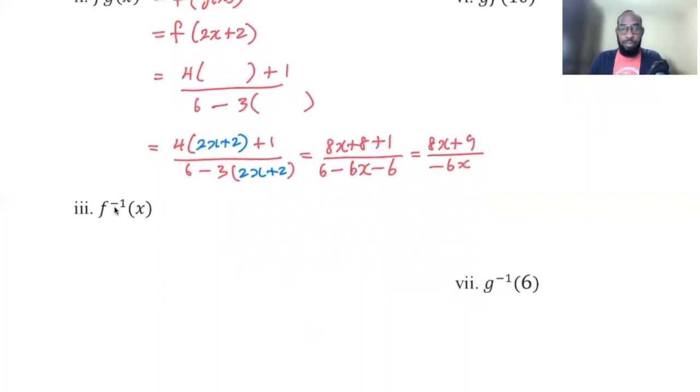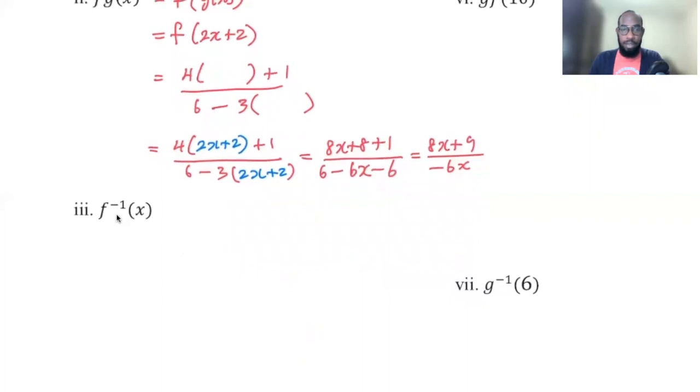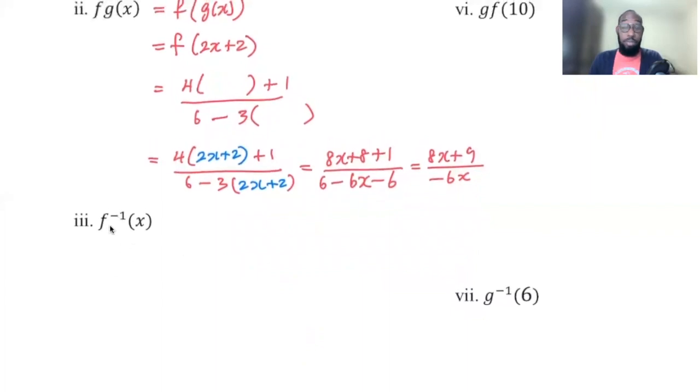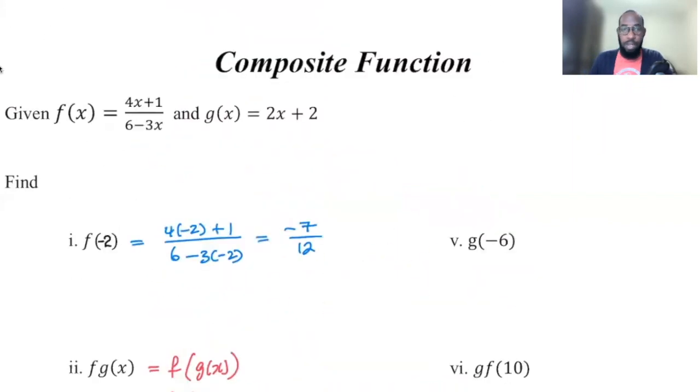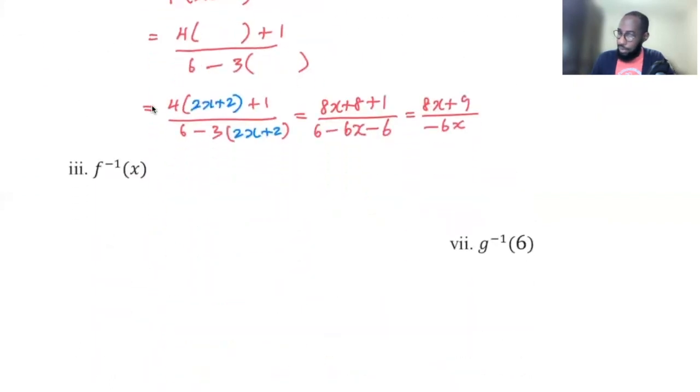Next, let's deal with f inverse x. So this one will be a little bit challenging. So let's deal with it first. So f of x is 4x plus 1 divided by 6 minus 3x.